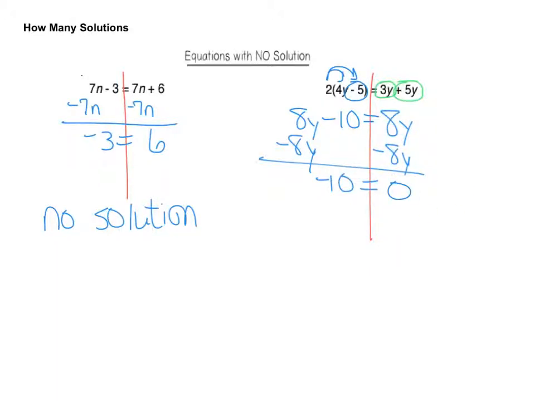Does negative 10 ever equal 0? No. When you get something that's not true, you write no solution. That means there is no value, there is no number we can plug in for y to make this true.